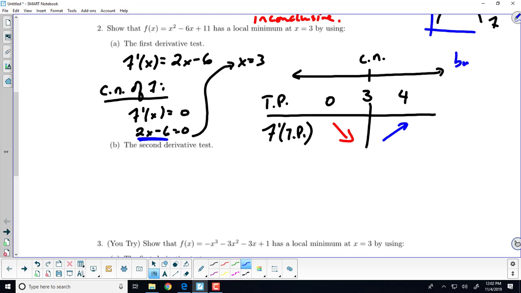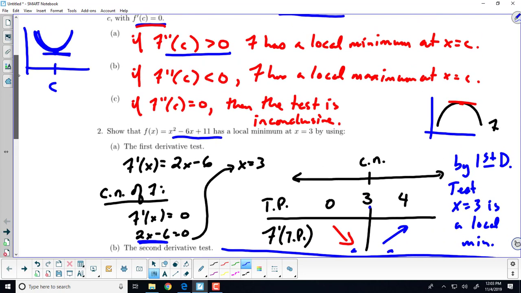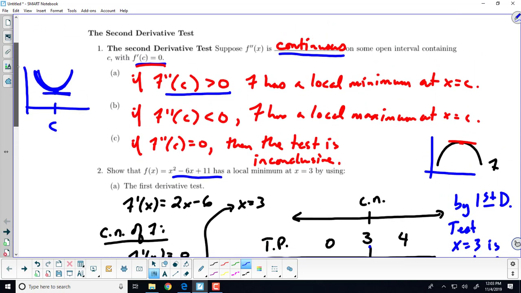So by the first derivative test, since the function was defined at 3, and to the left of 3 we were decreasing, to the right of 3 we were increasing, by the first derivative test, then, x equals 3 is a local min. Okay? That's how the first derivative test works. That shouldn't be anything new there. We've been doing the first derivative test for a long time now. So what's the new material? The new material now is to look at the second derivative test.